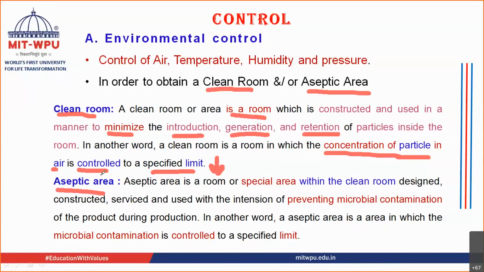In short, clean room is a room where fewer particles are present, because we don't want these particles to enter your product. Now, what is an aseptic area? An aseptic area is a part of a clean room. So you have a bigger clean room, and inside this clean room you have an area which is an aseptic area. It is a special area within the clean room where the microbial contamination is very low.